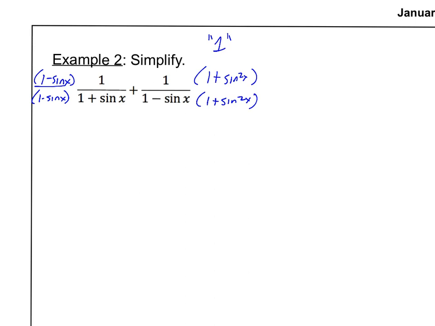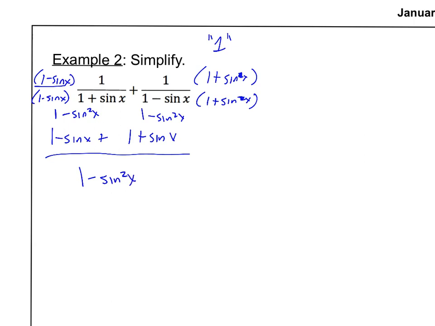So what's that going to do? That is going to make the top 1 minus sine of x plus 1 plus sine of x. Sorry, those should not be squared. Those should just be regular sine of x. Over, then when I multiply these together, I end up with 1 minus sine squared x on both of them. So it's a common denominator, so I put it together. So I get 1 minus sine squared x.